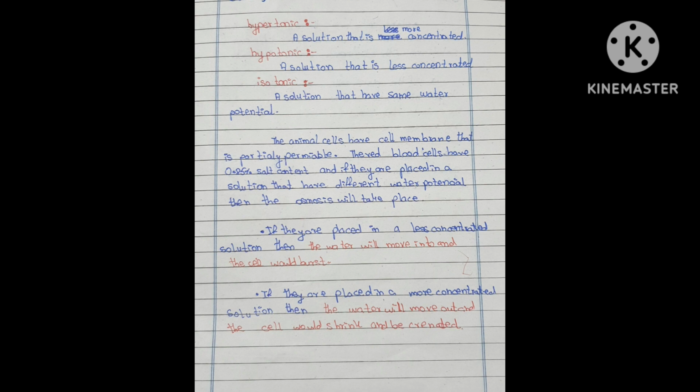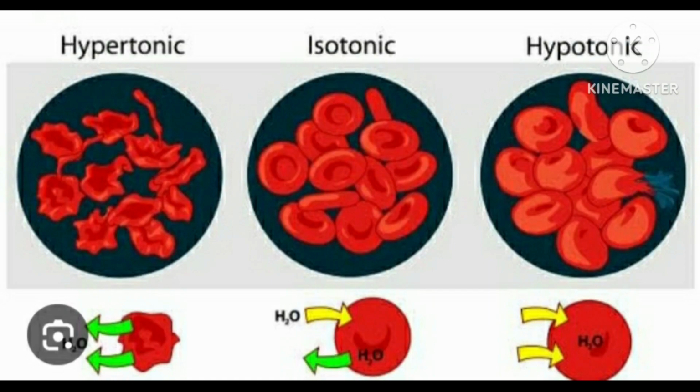The second thing is even more interesting. If they are placed in a more concentrated solution, which basically means a solution having less water content, then the water will move outside of the cell and the cell will basically shrink and be crenated. This was a very interesting thing. Now I'm showing the diagram of how it works. The first one tells us what happens if they're placed in a hypertonic solution, which is a more concentrated solution containing less water. So the water will move outside of the cell and the cell will be crenated.